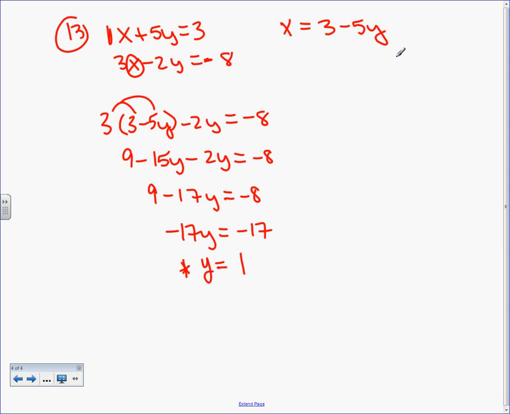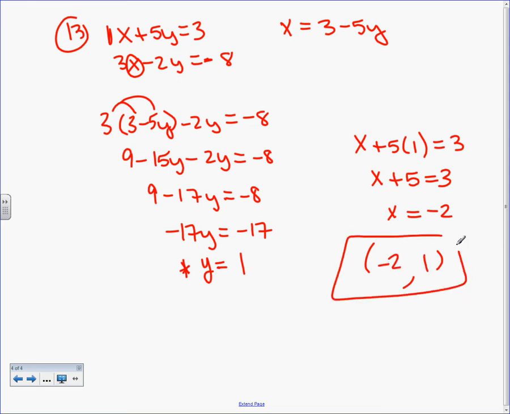The top one looks easier to me, so I'm going to write down x plus 5y equals 3, and instead of a y, what do I put? A 1. So x plus 5 equals 3, so what's x? Negative 2, right? Be careful. So my final answer is an ordered pair in parentheses, x comma y, so what was x again? Negative 2 comma 1. That is the only full credit right answer.